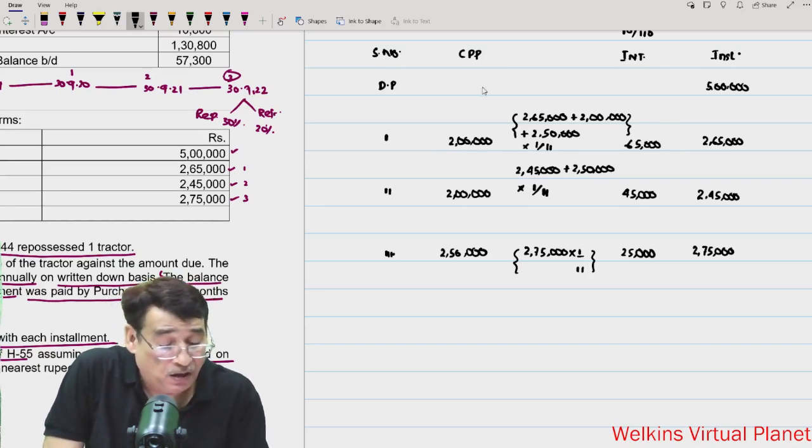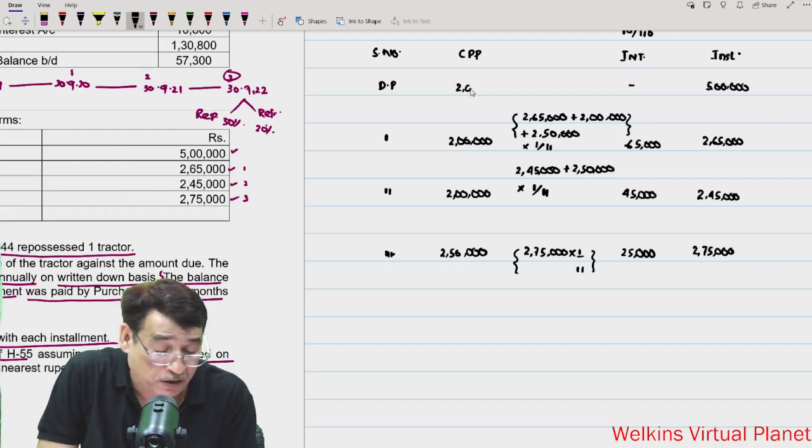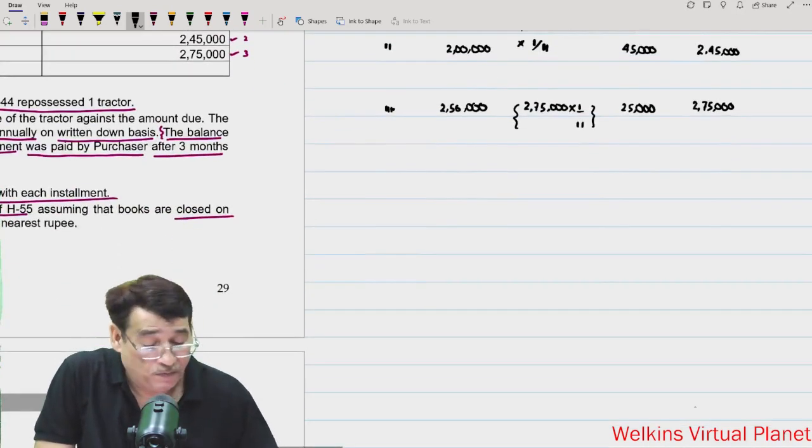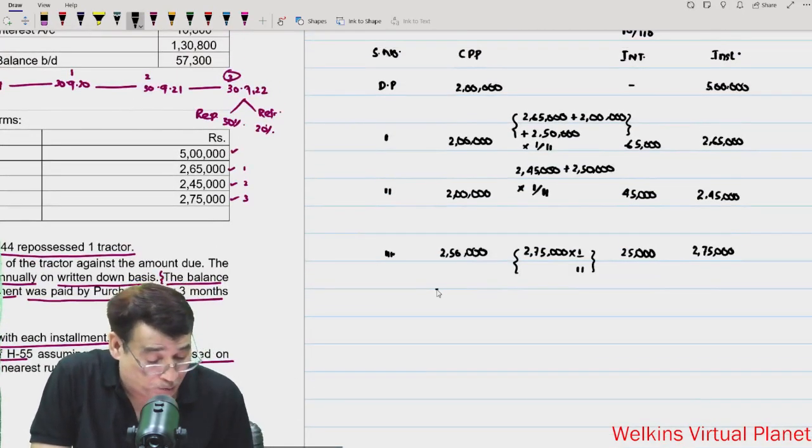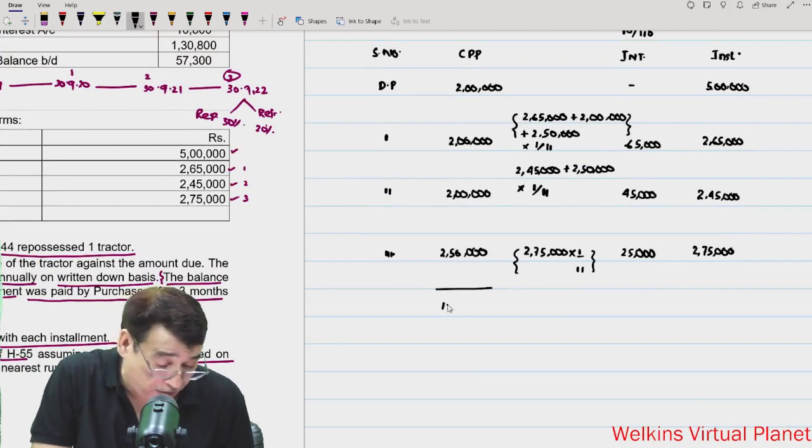Right, sir. Now, what about the down payment? There will be no interest in it. So the entire amount will be considered as cash price. Correct? Now, you will add the down payment plus all these cash price portions. You will get 11,50,000.